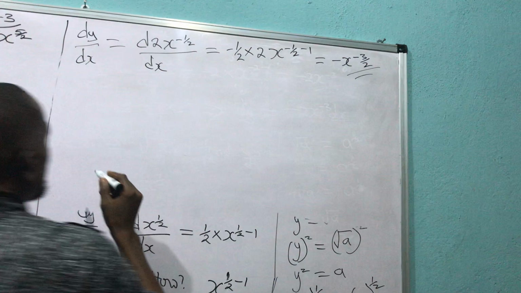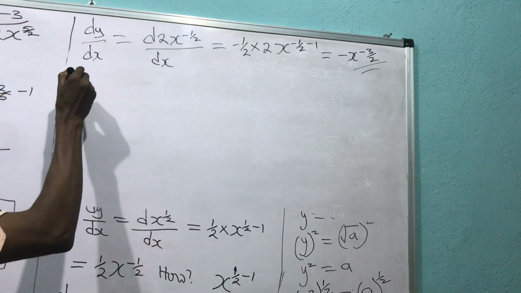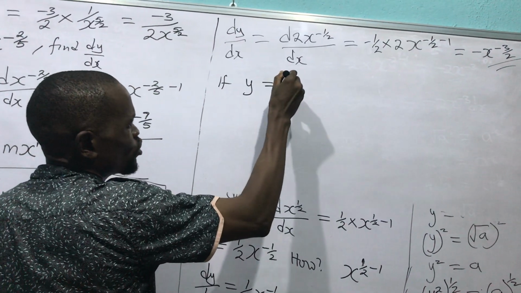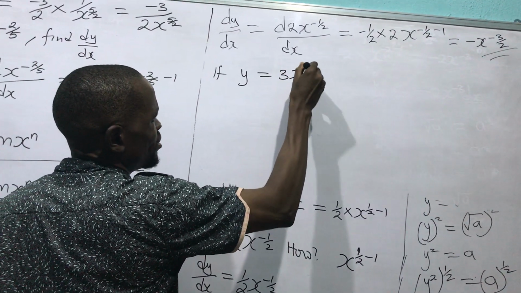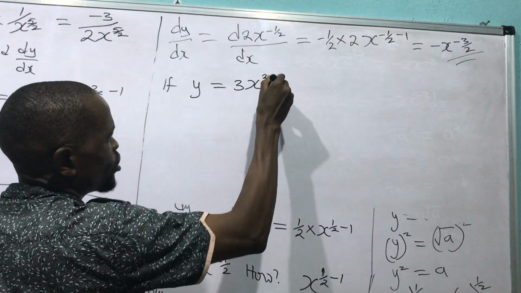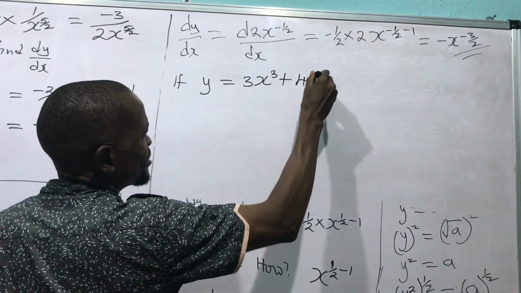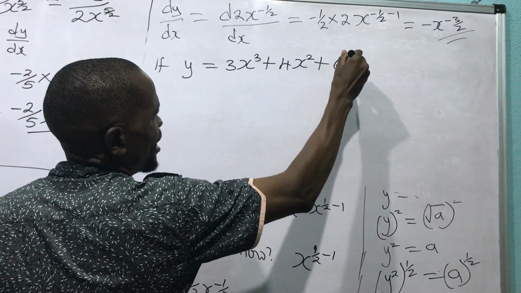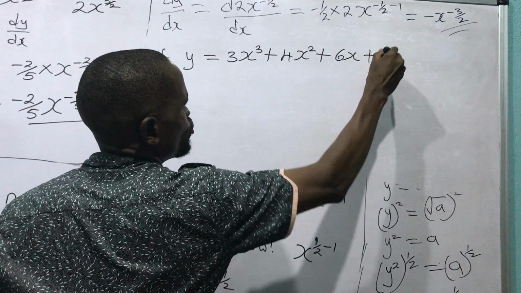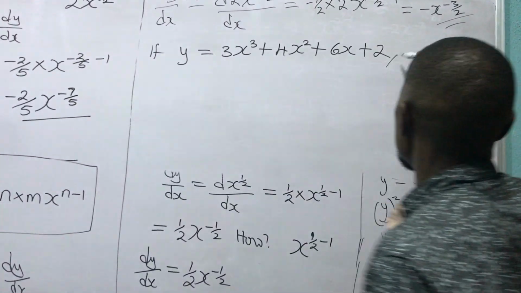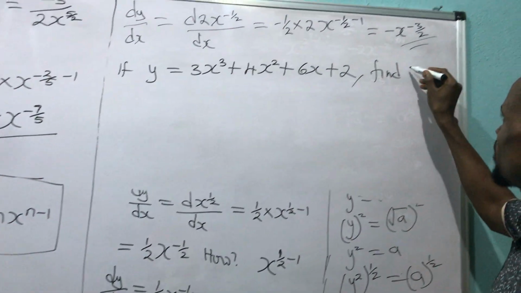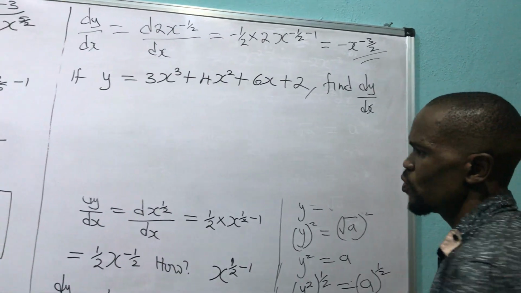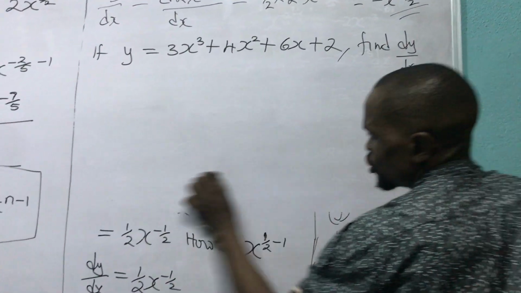Then we have seen this. Let us look at this. If y is equal to 3x raised to the power 3 plus 4x raised to the power 2 plus 6x plus 2, we are asked to find dy dx.